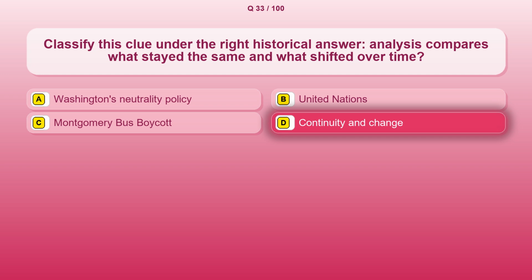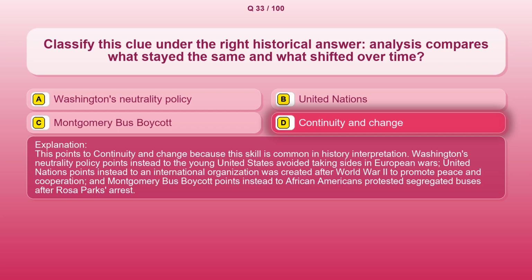The correct answer is option D, continuity and change. This points to continuity and change because this skill is common in history interpretation. Washington's neutrality policy points instead to the young United States avoided taking sides in European wars. United Nations points instead to an international organization was created after World War II to promote peace and cooperation, and Montgomery bus boycott points instead to African Americans protested segregated buses after Rosa Parks' arrest.